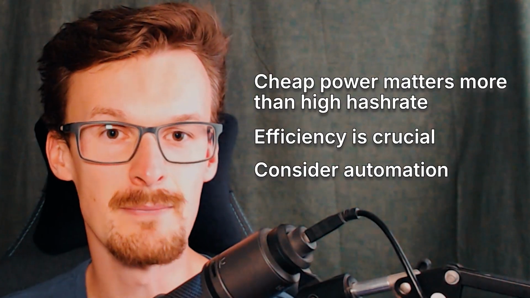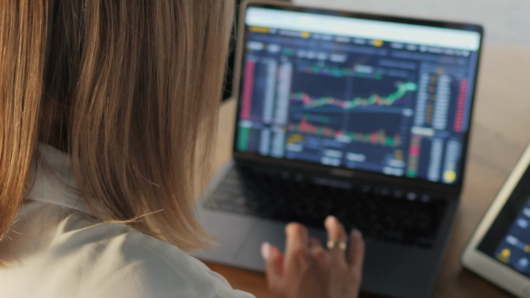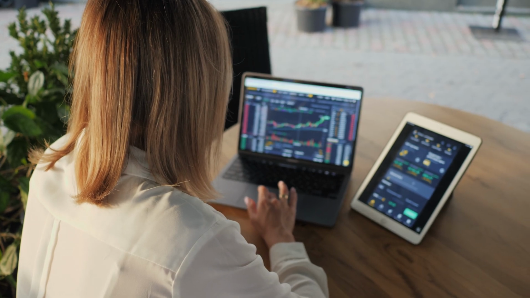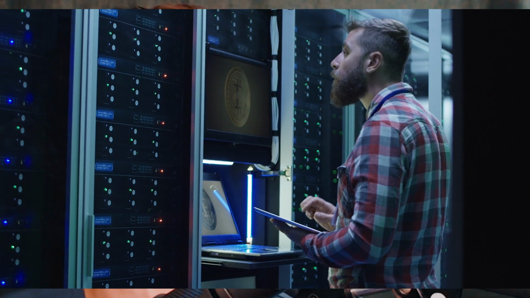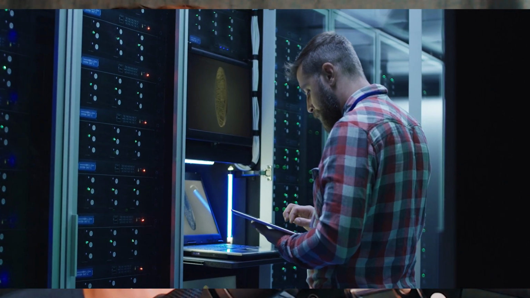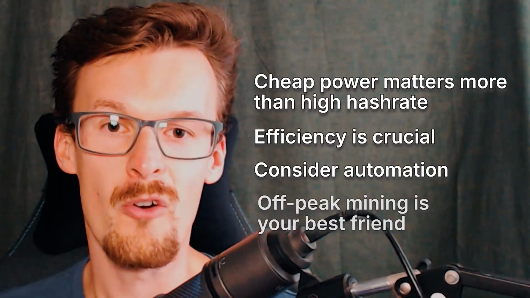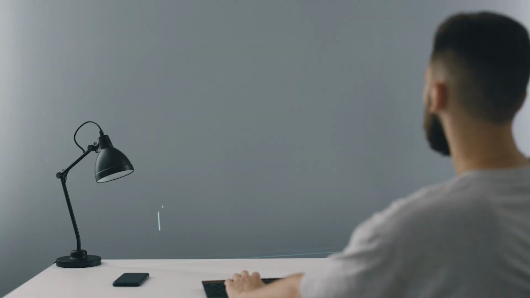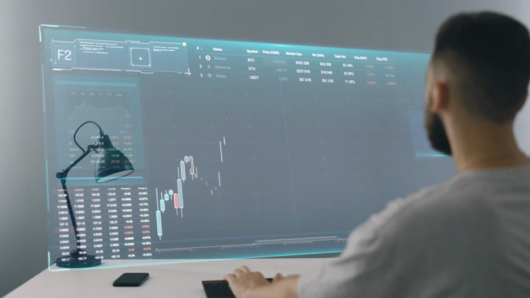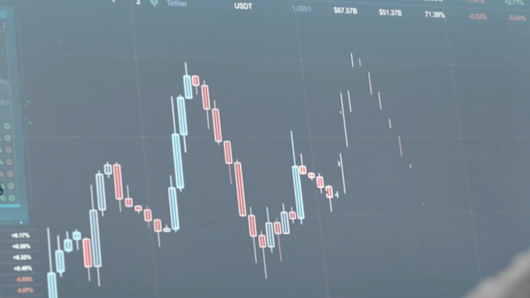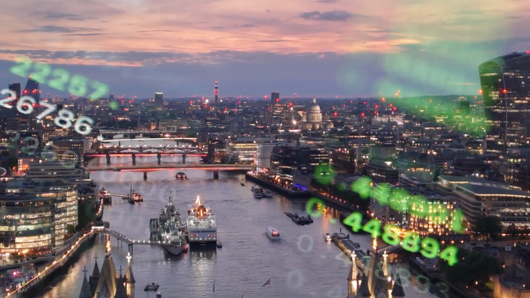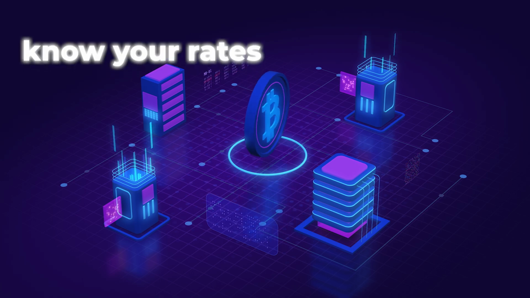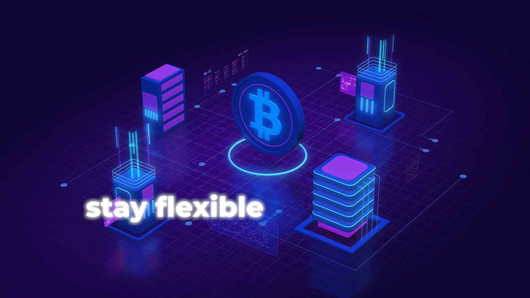Consider automation. Use timers or smart switches to cut off less profitable rigs during peak hours. You want to be as hands-off as possible when doing this day-to-day, more for your sanity than anything. Off-peak mining is your best friend if you're on a tariff like mine. There's simply no way this would touch any form of profitability without smart rates. Crypto mining in the UK is not completely dead, but it is a power game. You've got to know your rates, monitor your efficiency, and stay flexible.